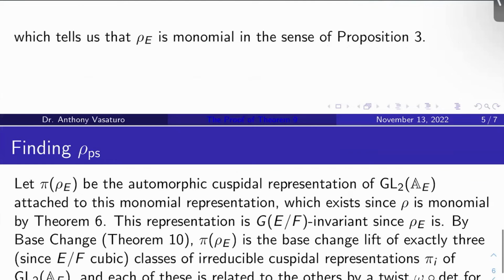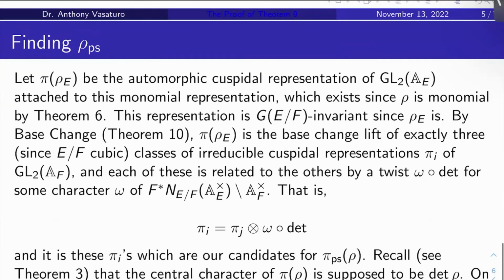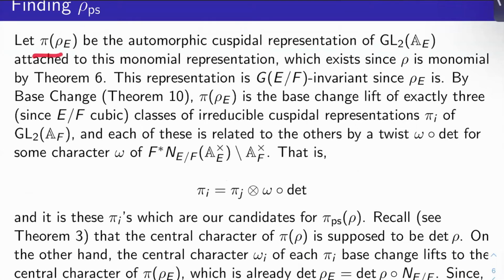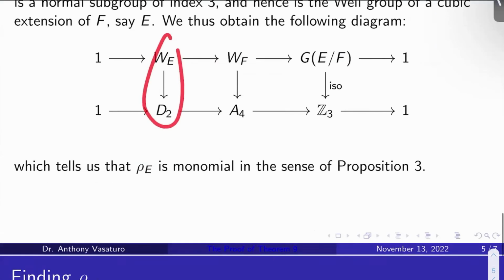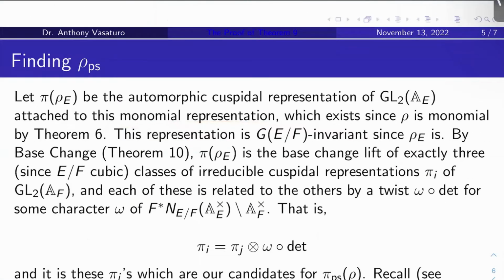Okay, so what do we need to do? We need to find rho_pseudo, right? Okay, here's what we'll do. Let pi of rho_E be the automorphic cuspidal representation of GL2 of the adeles of E attached to this monomial representation here. Now you might say, well, wait a minute, isn't that just what we were after? No. First of all, that pi of rho_E exists because rho is monomial. That's theorem 6 from several videos ago. I still don't know that this is actually the representation I want, right? I know it exists and it's automorphic cuspidal, but I don't know that it's actually my base change lift.